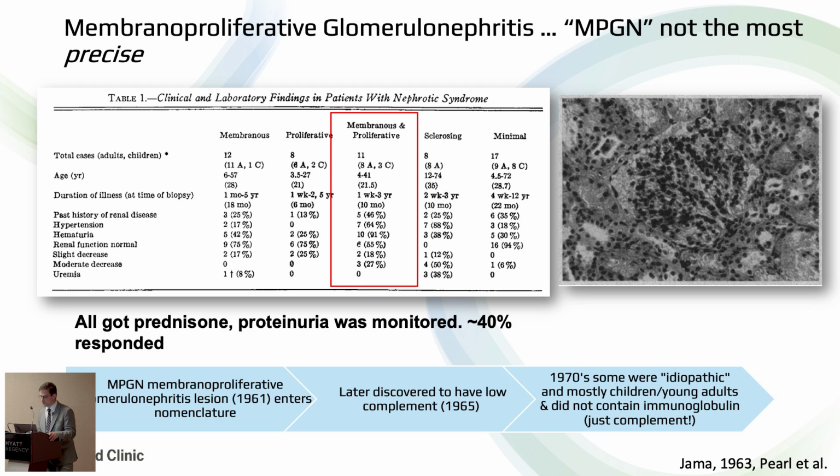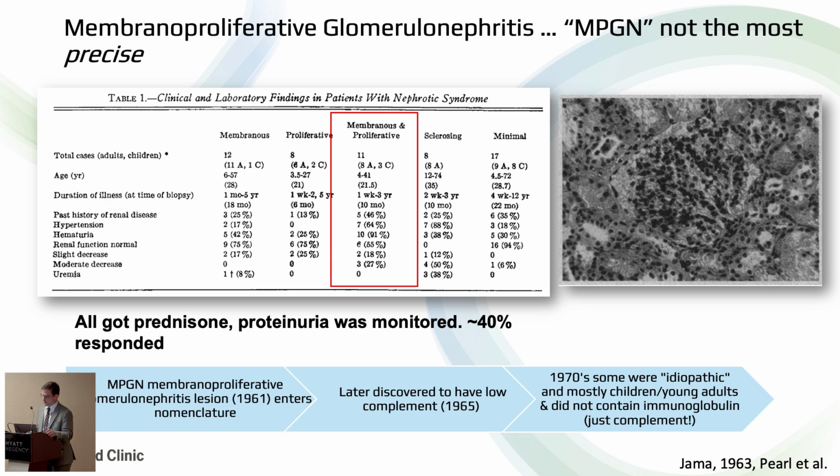In this study, they actually compared it to membranous without the proliferative, proliferative without the membranous, sclerosing and minimal change. And this was the extent of how we classified glomerular disease back then. That was as deep as it got. This was 11 patients, anywhere from 4 to 41 years of age for MPGN. And they gave them all steroids, and 40% of them responded. And that was the extent of the ability to do clinical trials for MPGN.